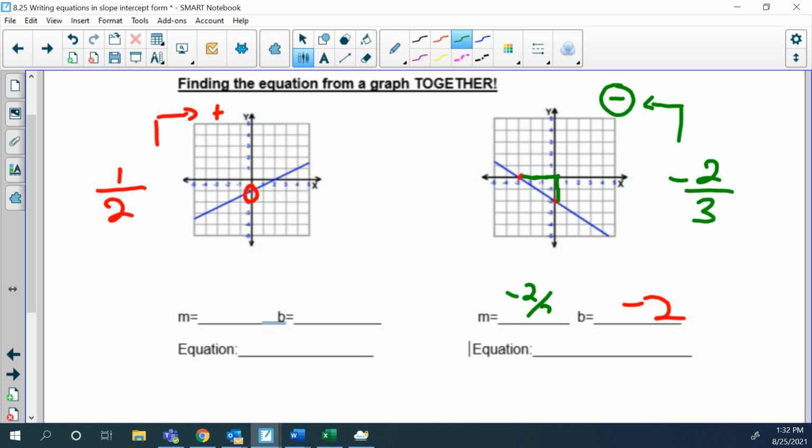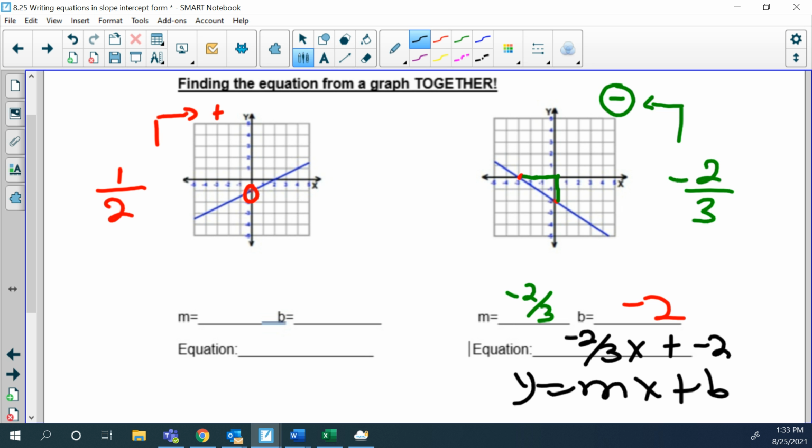So my equation now is, remember, y is equal to mx plus b. My m is negative 2/3, so I'm going to replace the m with negative 2/3 times x. And my y-intercept is negative, so I'm going to have a plus negative 2. But remember, whenever I have a plus and a negative, the negative wins the battle. So this is going to be negative 2.